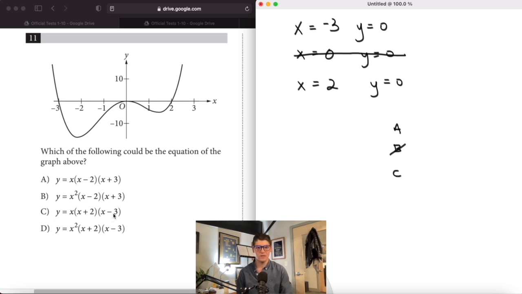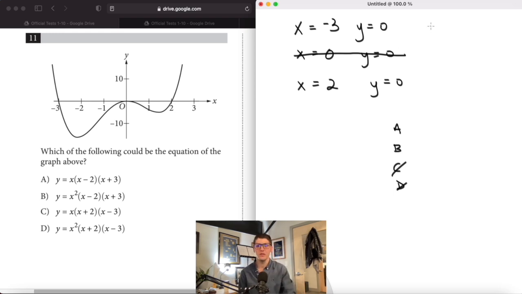C, same thing. I was mistaken. B does work. That plus 3 works both times. Negative 3, 0. Negative 3 works in both these cases. But it doesn't work for C and D. All right? So we're down to 2 answer choices. By the way, 2 will work for both A and B. So we need something else.